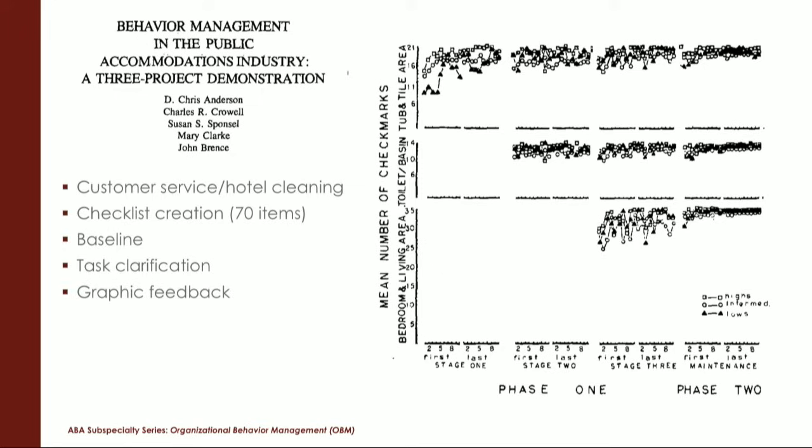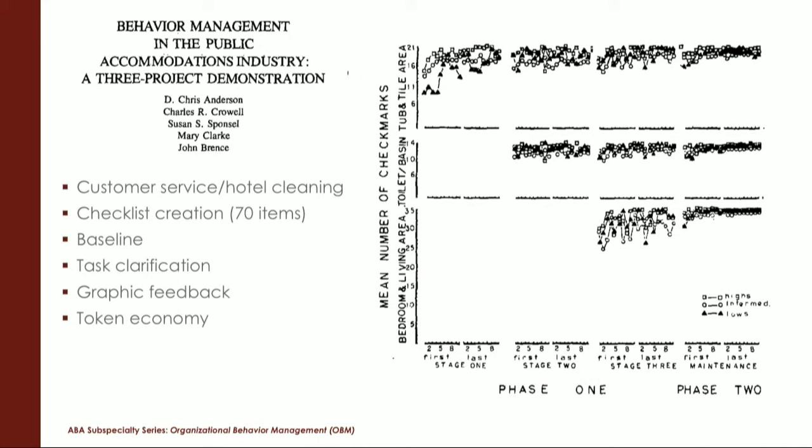And then we're going to give you feedback on it. So we gave you graphic feedback on the percentage of items that you cleaned, as spot checked by your supervisor after you finish. And then they implemented a token economy. So when you reach certain levels, you got points, and those points were exchangeable for items that you could buy normally with money, right?